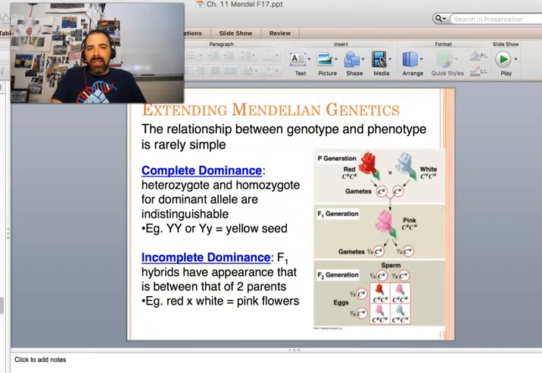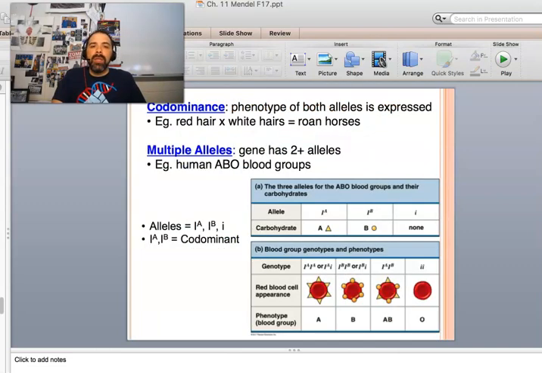So this is just extending Mendelian genetics, and we'll talk about these in class. We have complete dominance, which is typically what we talked about. Heterozygotes and homozygotes for dominant alleles are indistinguishable. In incomplete dominance, you get an appearance between the two. So red and white will give you pink. These will not necessarily fall in a Mendelian ratio of 3-1. This might be like a 1-2-1.